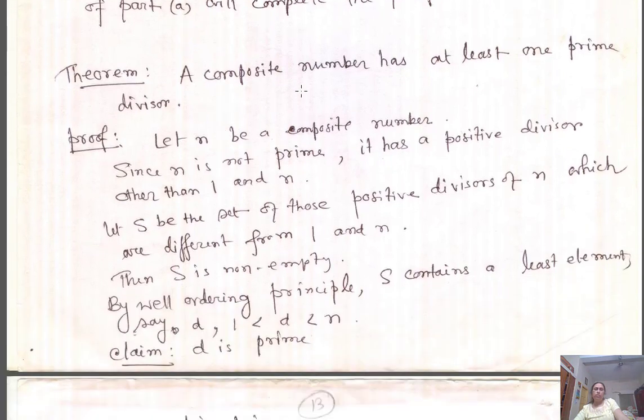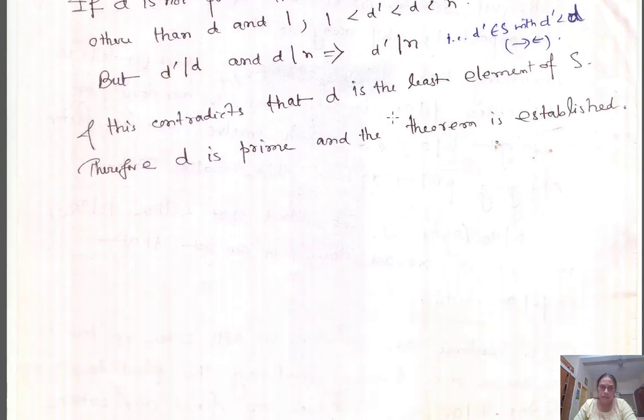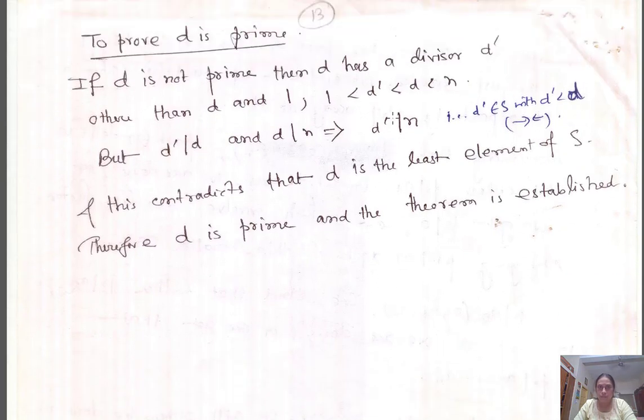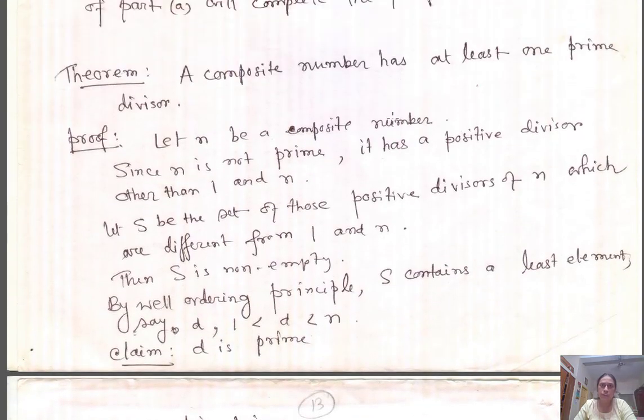This is also a fundamental property of composite numbers: a composite number has at least one prime divisor. I think I have used the well ordering principle. Using the well ordering principle, there are several ways you can prove this result, that a composite number has at least one prime divisor.